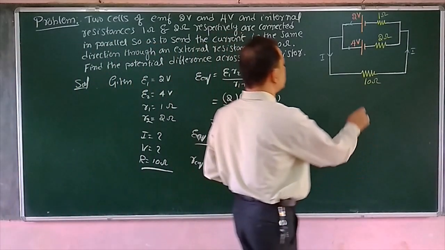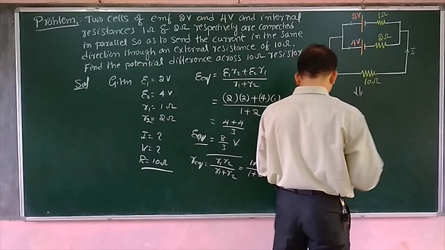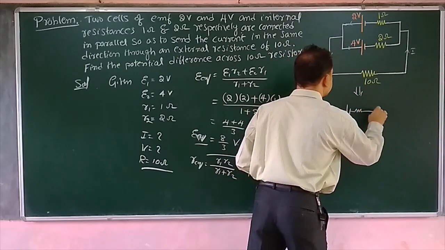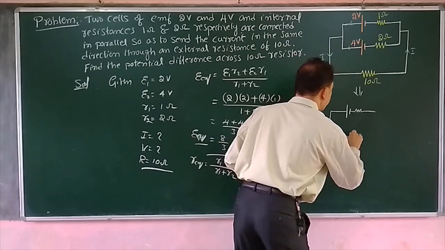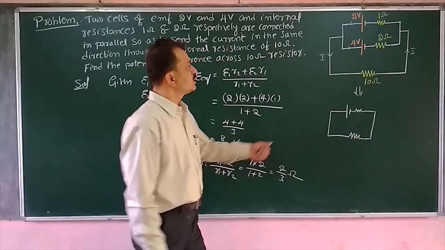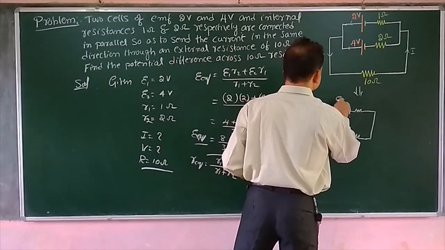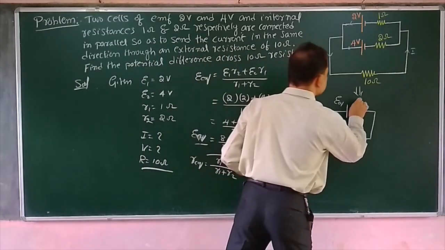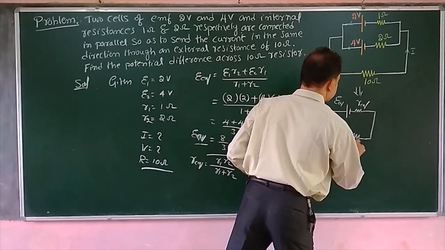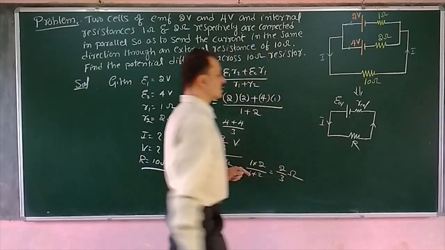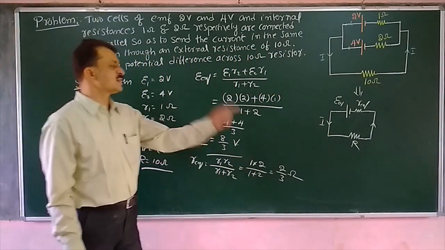Now I am reducing this circuit in a simpler manner. I am having a single cell of internal resistance and it is connected to an external load. The circuit reduces to this one. So now this is E equivalent, its value we have just calculated, and this is small r equivalent, and this one is capital R.